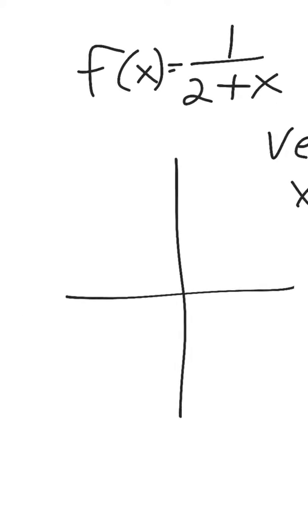So graphically, what that does is at -2, we're going to draw a dotted line because we know there's going to be an asymptote there.